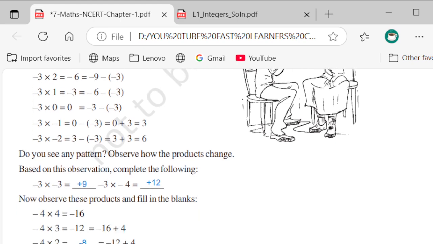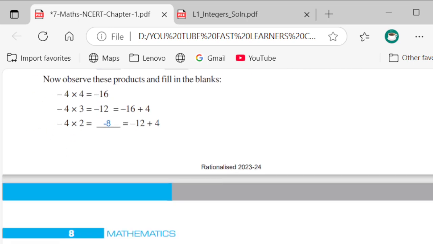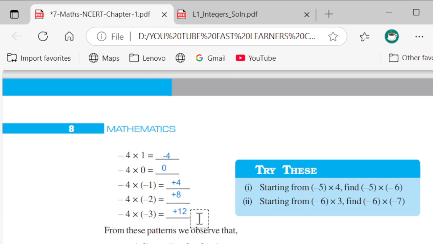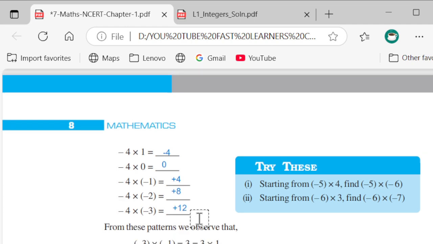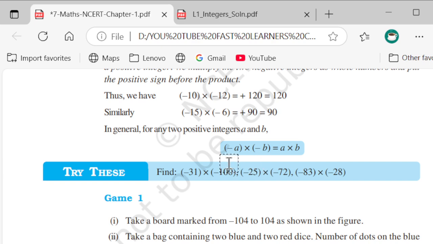And this same thing equal to minus 12 plus 4. Minus 4 into 1, that is minus 4. Minus 4 multiplied by 0 equal to 0. Any number, if you will multiply any number with 0, the answer will be 0 only. And if you will multiply any number with 1, you will get answer the same number. Please remember that. Minus 3 into minus 1 equal to 3. Two negative numbers, multiplication will be a positive number. Remember that always. So here also it is given minus a into minus b is equal to ab.